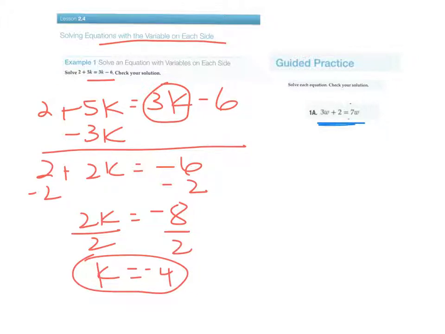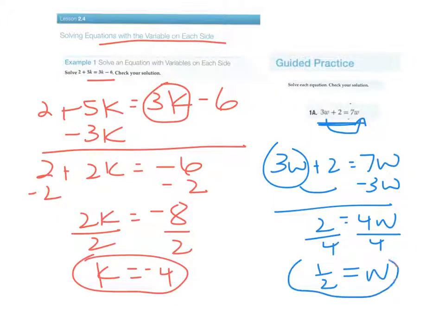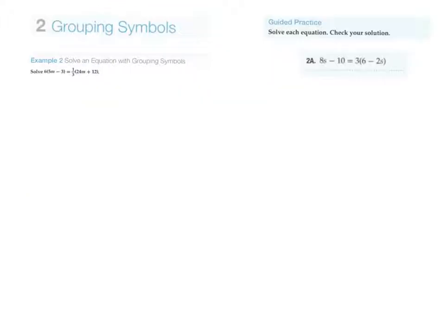So same thing with this equation. I have a 7w. So I'm going to move the letters so they're on one side and the numbers on the other. So if I move the 3w over, so let me write that. I'm going to move this over. I'm going to subtract it, which gives me 2 equals 4w. And then I can divide by 4 to get my w by itself. And this is just a fraction of 1/2 when it's reduced. And there's the answer.